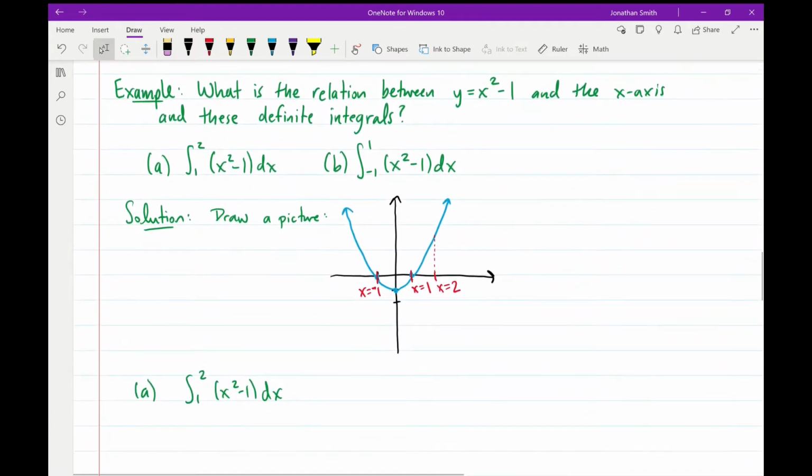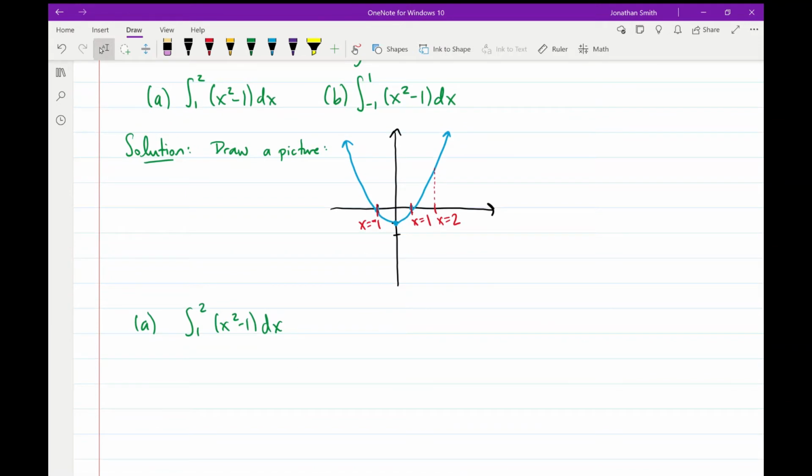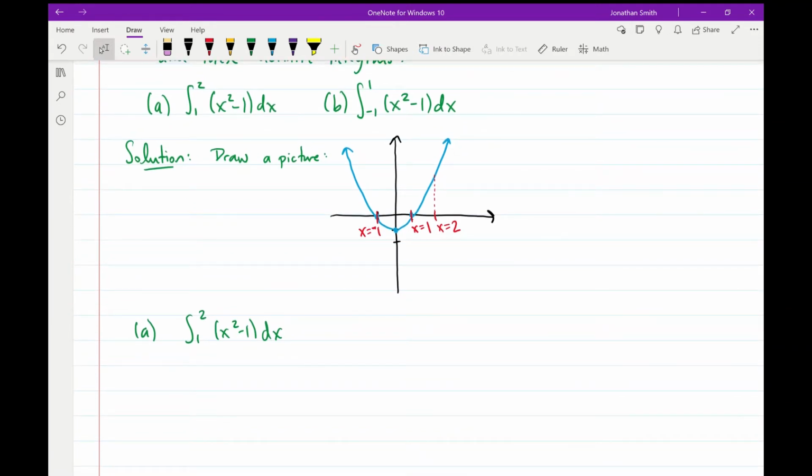So the next example, what's the relationship between the parabola y equals x squared minus 1 and the x-axis and the following two definite integrals? So I have the integral from 1 to 2 of x squared minus 1, and I have the integral from negative 1 to 1 of x squared minus 1.